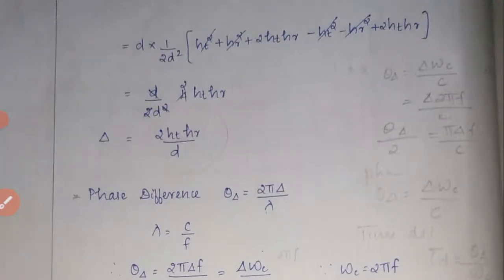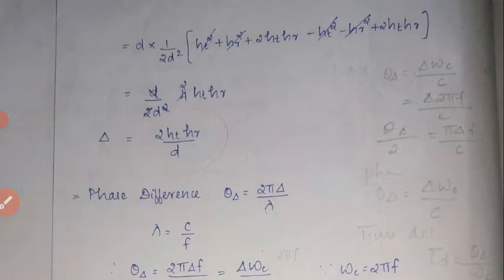When simplifying, you get the expression for del as 2 h_t h_r by d. That is the expression for del after the simplification. Just try to simplify it and find the answer. Do not copy, just try to do the simplification on your own. Then here del is equal to 2 h_t h_r by d.